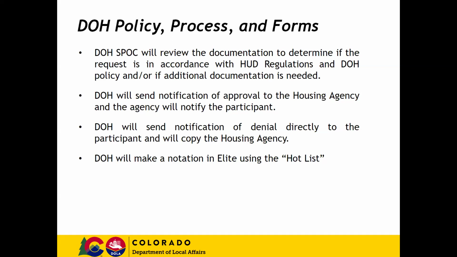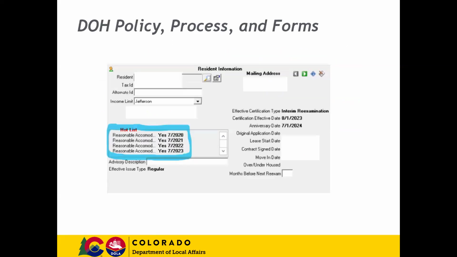Now, if the decision is to deny the request, the Division of Housing will send that notification of denial directly to the participant, and we will copy you on that documentation. And additionally, we will make a notation in Elite using what's called the hot list. And I'll show you what that looks like right here.